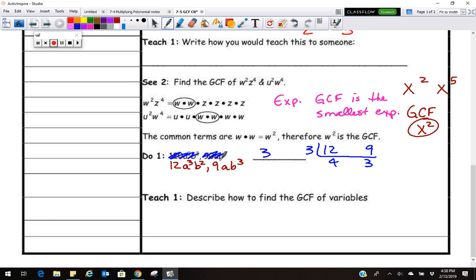And now we need to look at the letters though. We can do the same process with the letters. I could put the letters here with the 12 and the 9, and I'll do that later, but for right now I'm going to write them out.